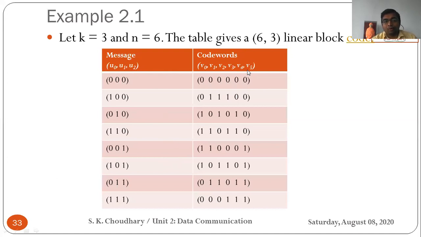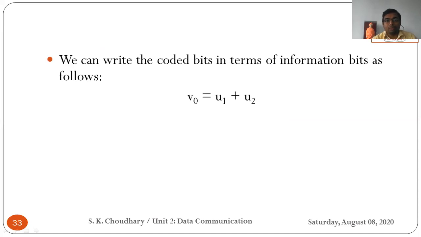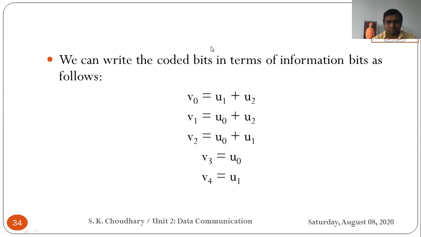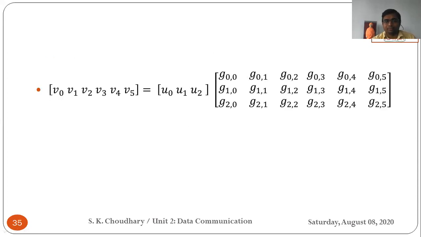Now we have seen how to form this. Because there is a 3-bit message, there are 2 to the power 3, that is 8, code words that could be formed of 6 bits each. From the table we defined the equations as well, and we came to equations like v0 is u1 plus u2, and so on. This is the equation we discussed last class. Now we have to see, with the help of this algebraic equation, how we define the generator matrix.